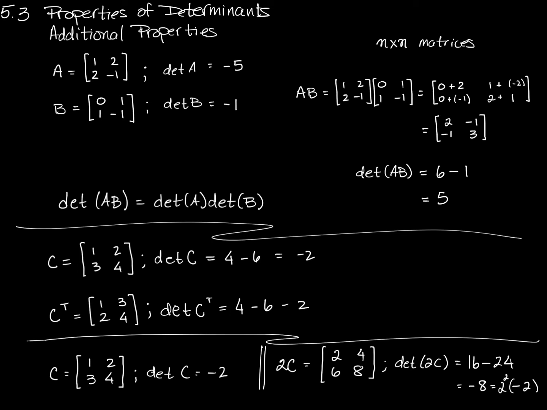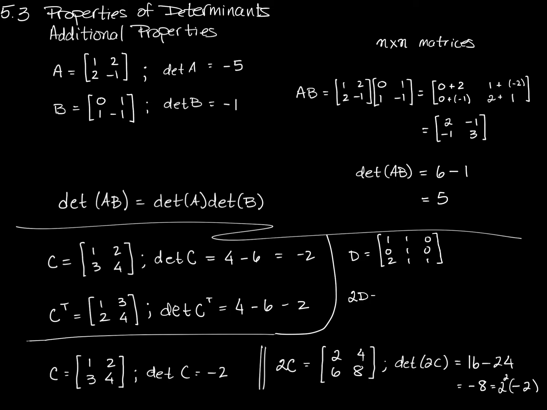So, for example, I'm going to borrow some space within my previous example here. If I had matrix D, and I'll make it a fairly simple one, but I'm going to make it a 3 by 3. Let's go with 1, 1, 0, 0, 1, 0, 2, 1, 1. So there's my matrix D. Now let's find 2D. That means multiplying everything in the matrix D by 2. So I get 2, 2, 0, 0, 2, 0, 4, 2, 2.